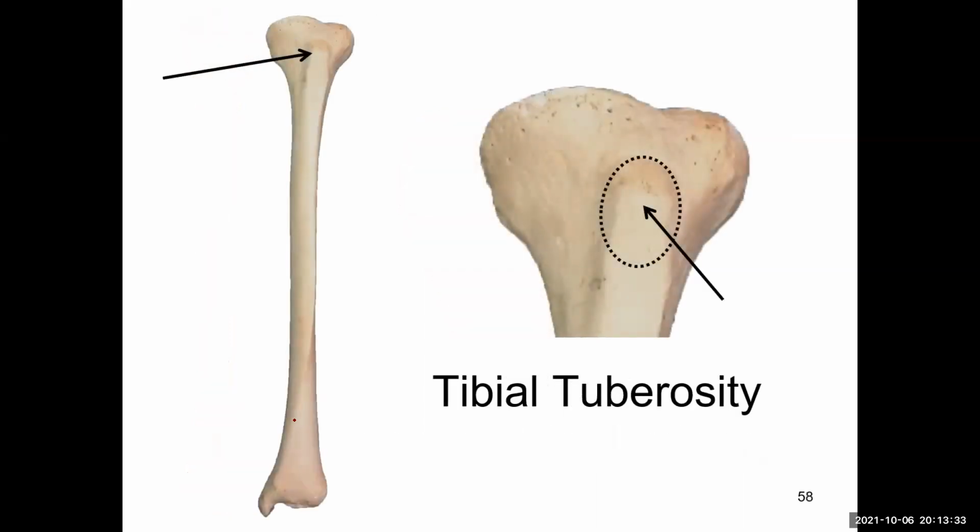And then you have that bump there right below your knee on the proximal end of the tibia. That is the tibial tuberosity. That's where the patellar ligament attaches onto.